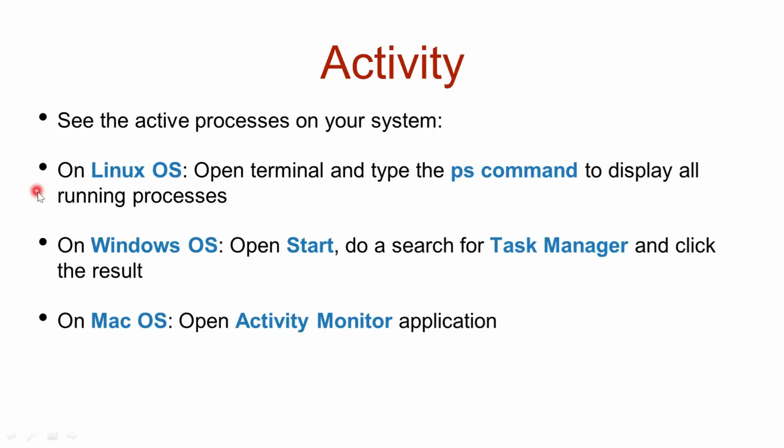So there is a small activity for you. What you have to do is see the active processes on your system. If you are using the Linux operating system, open a terminal and type the ps command to display all the running processes. If you are using Windows, open Start, search for Task Manager and click the result. On Mac, open the Activity Monitor application.